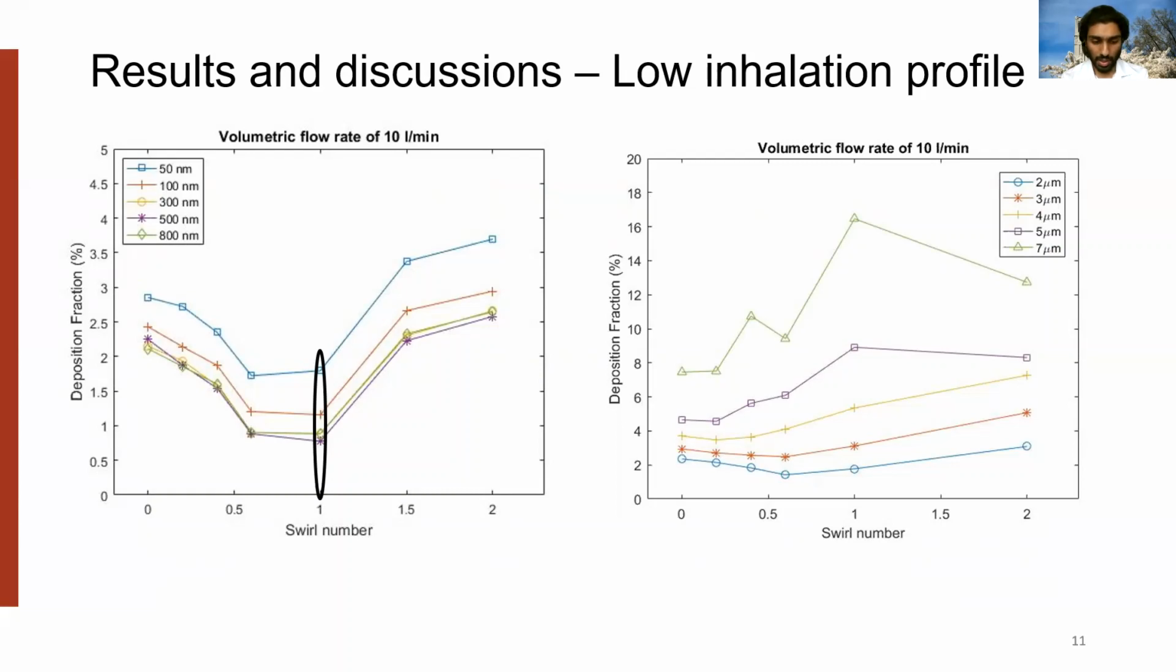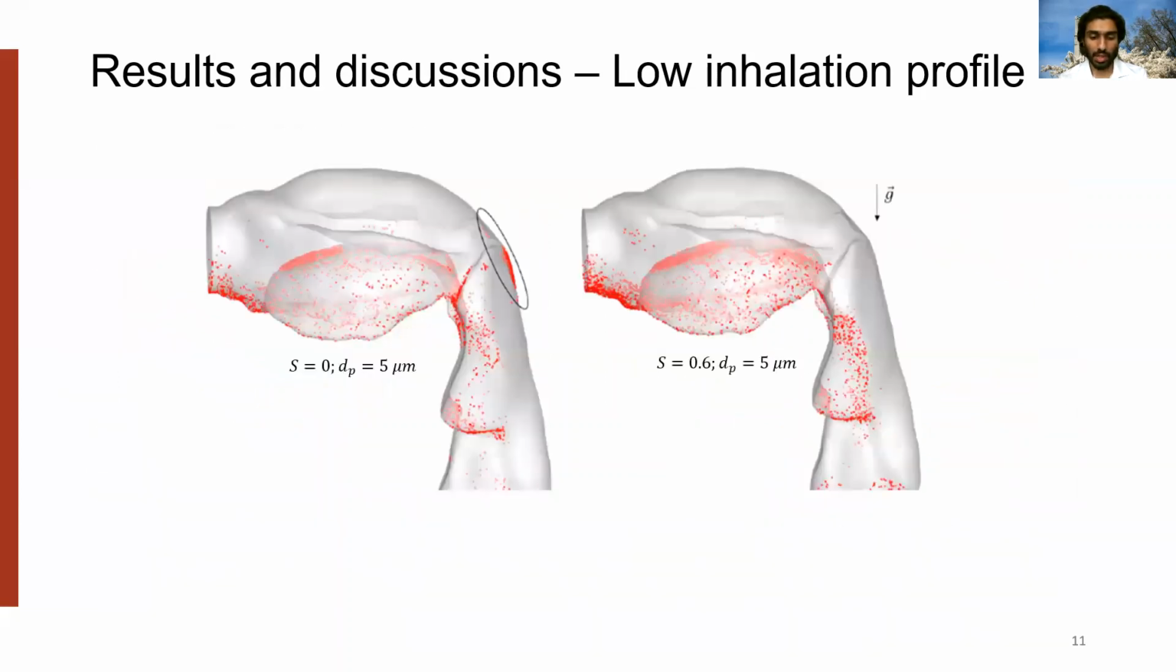Considering micron-sized particles, the decreasing trend in deposition fraction with increase in swirl number is not observed for all particle sizes. This is due to the effect of sedimentation in micron-sized particles. As swirl number reduces particle inertia, they enhance gravitational settling, which is significant for these particles. The quality of helical flows to reduce particle inertia can be perceived by observing this figure.